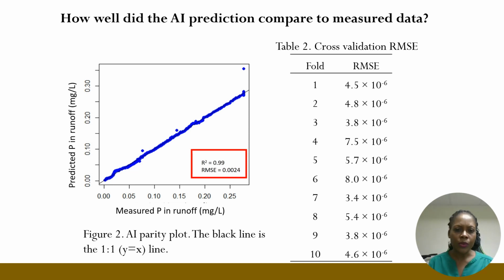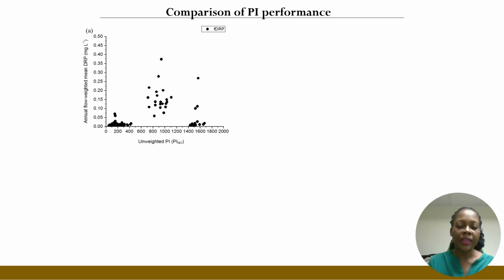Once we knew that it was now intelligent, we used it to determine the weights of different site characteristics in the phosphorus index. We then compared the performance of the PI whose weights were AI-derived versus a PI with no weights and a PI whose weights were determined using professional judgment. Let's start with the PI with no weights.